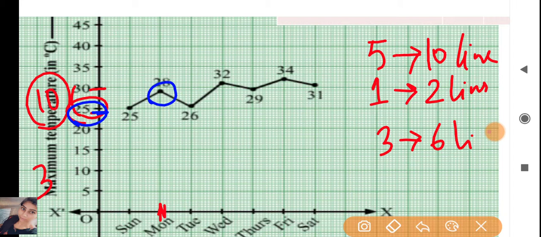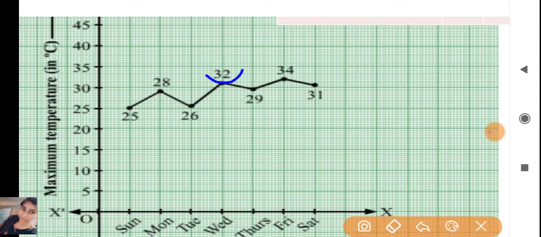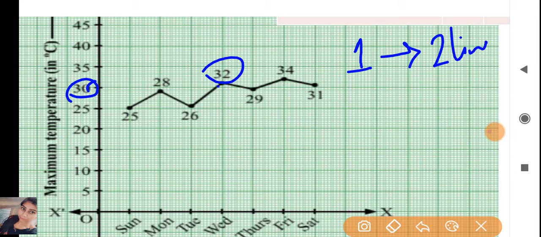In the same way, if it is 26, that means after 25 you need to extend one point only, so you need to count 2 lines, and that will represent 26. In the same way, for 32, after 30 there are 2 points, and one point represents two lines. So 2 points will represent 4 lines. The same way you can go for 29, 24 and 31.